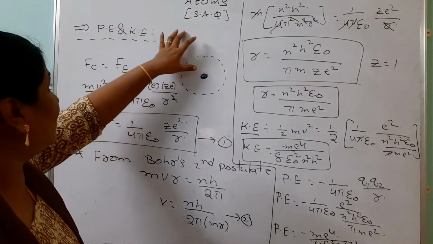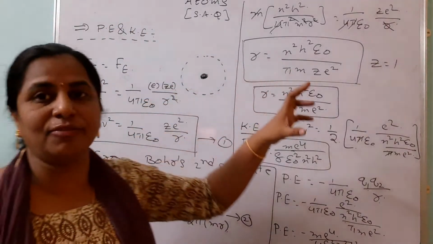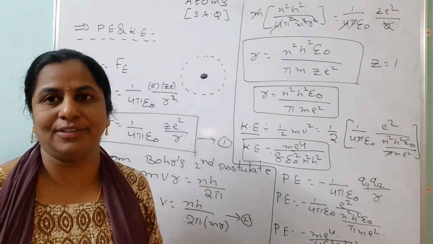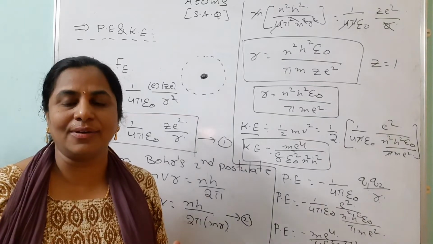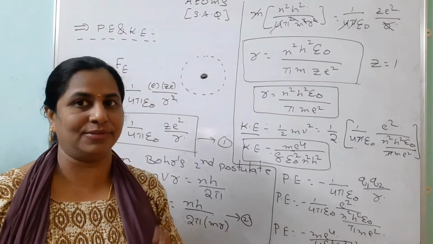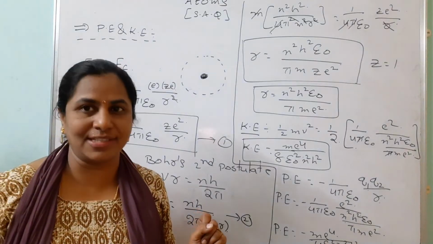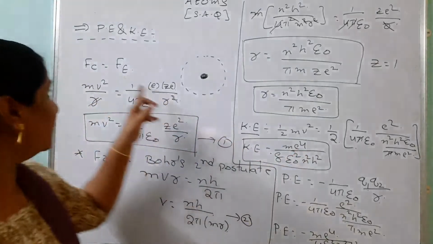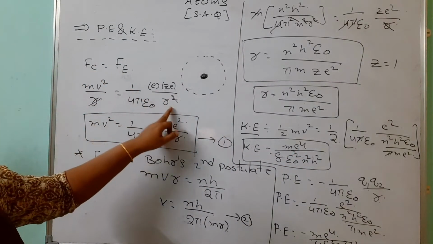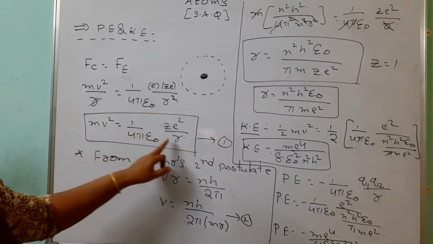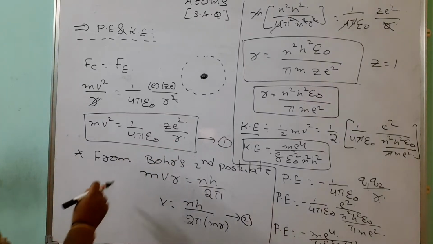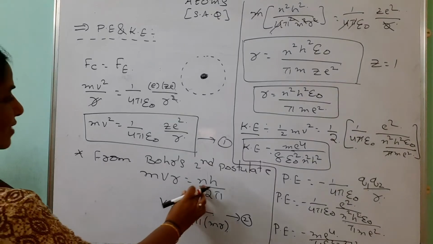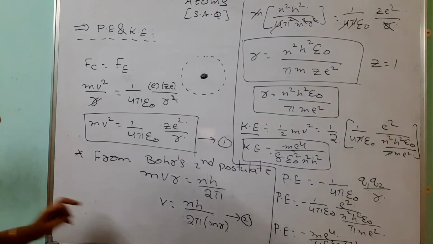First thing, we should derive the potential energy and kinetic energy of Bohr's hydrogen atom. For this, you know that electrons are revolving around the nucleus in a circular orbit. Circular orbit means it has a centripetal force, and you know that centripetal force is not a basic force, it is provided by which force here? Electric force. So Fc equals electric force, we write the expression, and you get mv square equals how much? Then from Bohr's second postulate, angular momentum equals nh by 2 pi, and we get the expression for v.